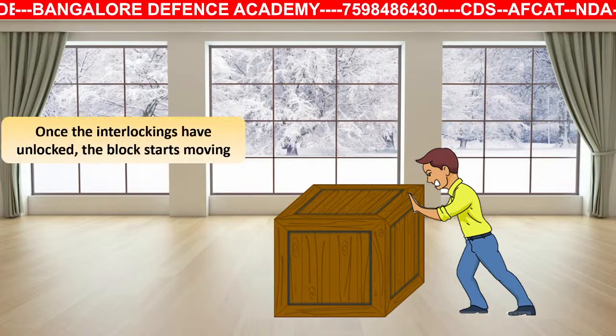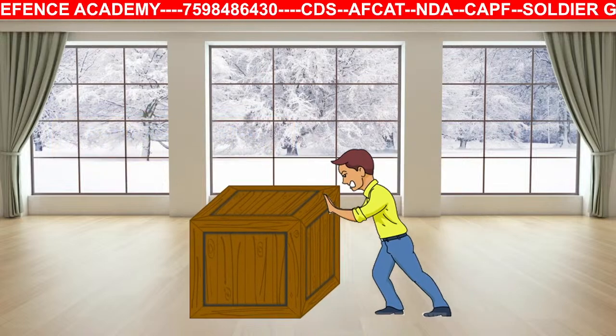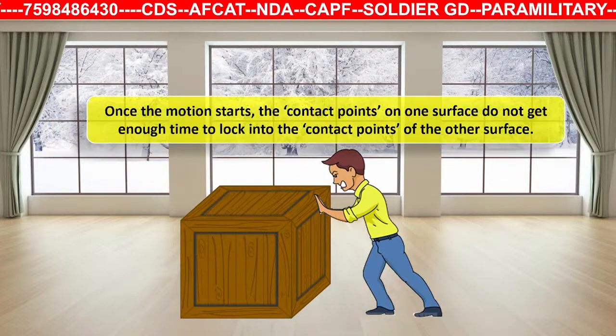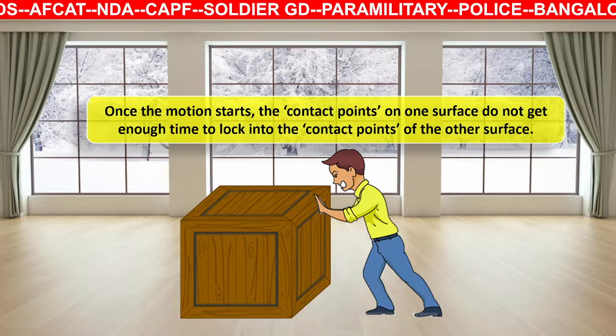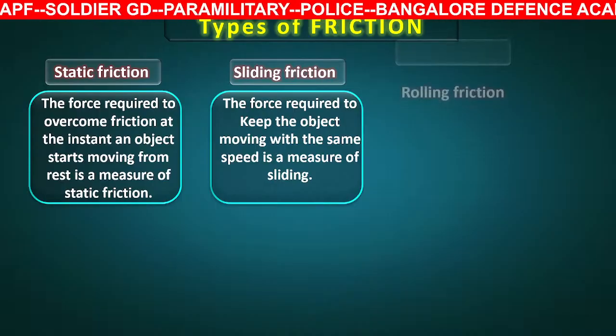Okay, look at this now. Once the interlocking has unlocked, the block starts moving. Okay, so when you are pushing it, there is no interlocking. It becomes smooth. So once the motion starts, the contact points on one surface do not get enough time to lock into the contact points of the other surface. Next, we'll see rolling friction.